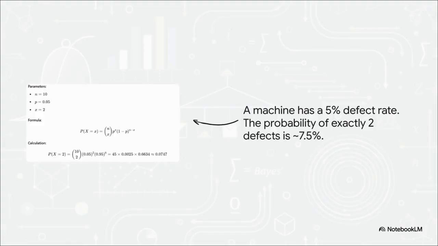So let's put this formula to work. Imagine you're in a factory, and there's a machine that has a 5% defect rate. You pull a random sample of 10 items off the line. What are the odds that you'll find exactly 2 defective items in that sample? Well, we just plug in the numbers. Our number of trials, n, is 10. The probability of success, or in this case, a defect, p, is 0.05. And the number of defects we're looking for, x, is 2. You pop those into the formula, and it spits out the answer. There's about a 7.5% chance.